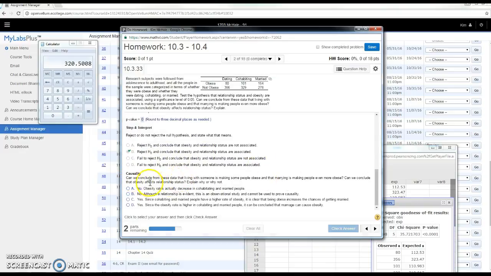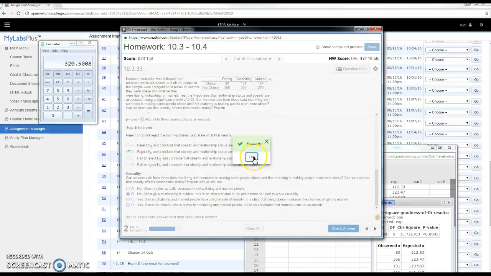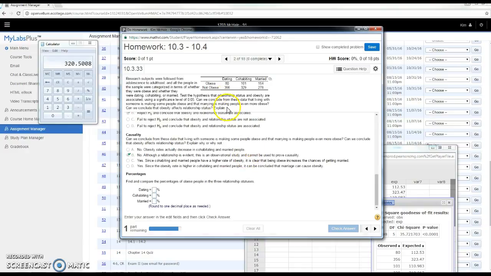Can we conclude that these are causal? This is an observational study. Research subjects were followed from adolescence to adulthood, and all the people were categorized in terms of whether they are obese. So I know it's no. We're not able to use this as establishing causality because we just observed. We didn't force these people or tell them you're dating, you're married, you're cohabitating.